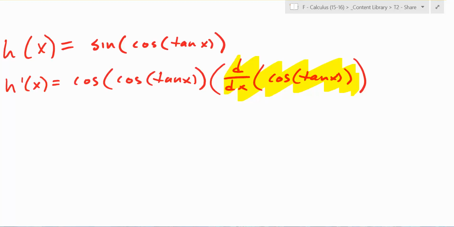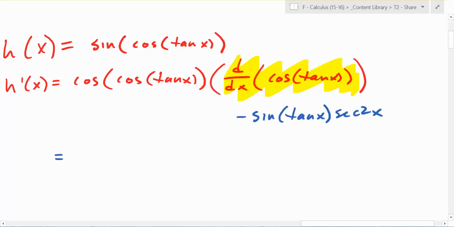What's the derivative of cosine tangent? Well, what's the derivative of cosine? So negative sine of tangent, right? But then you need to multiply by the derivative of tangent. What is the derivative of tangent? Secant squared x. So what's the full derivative here?